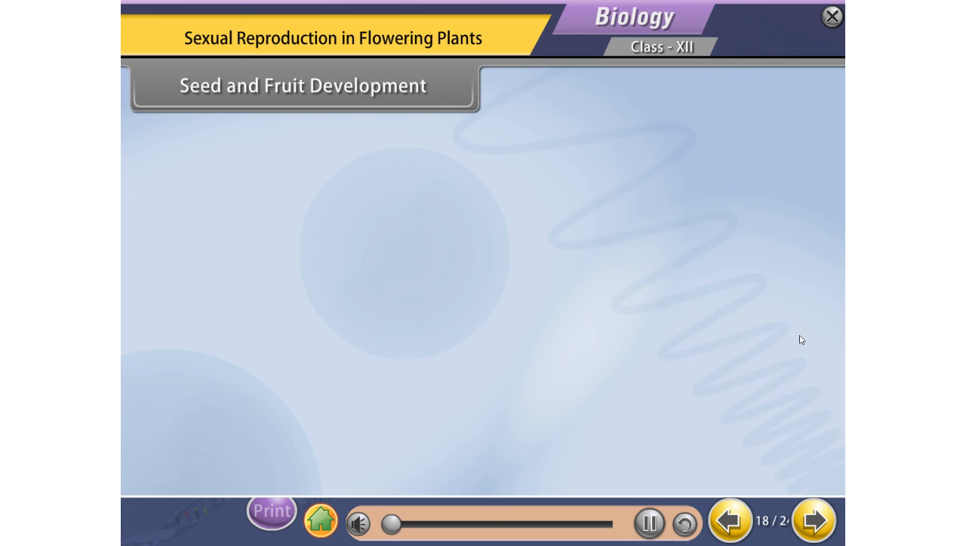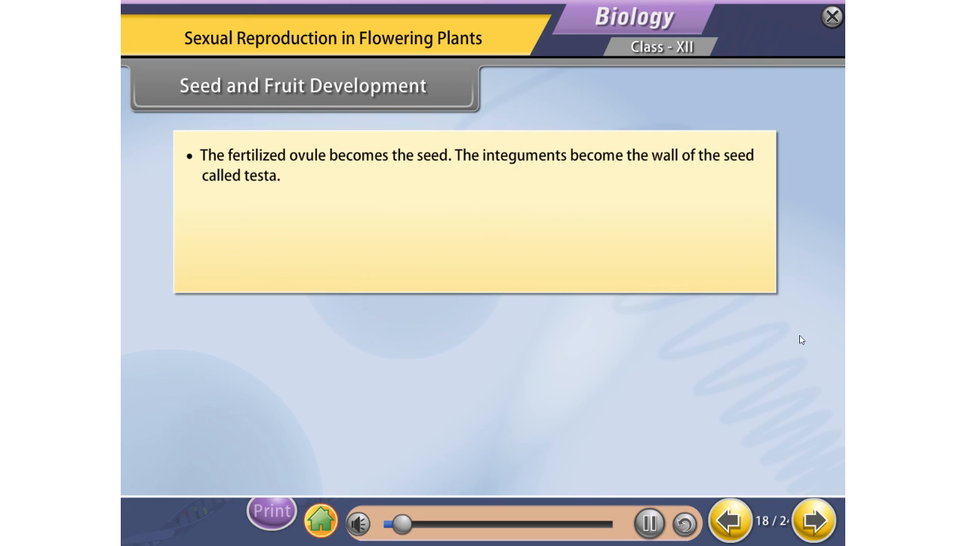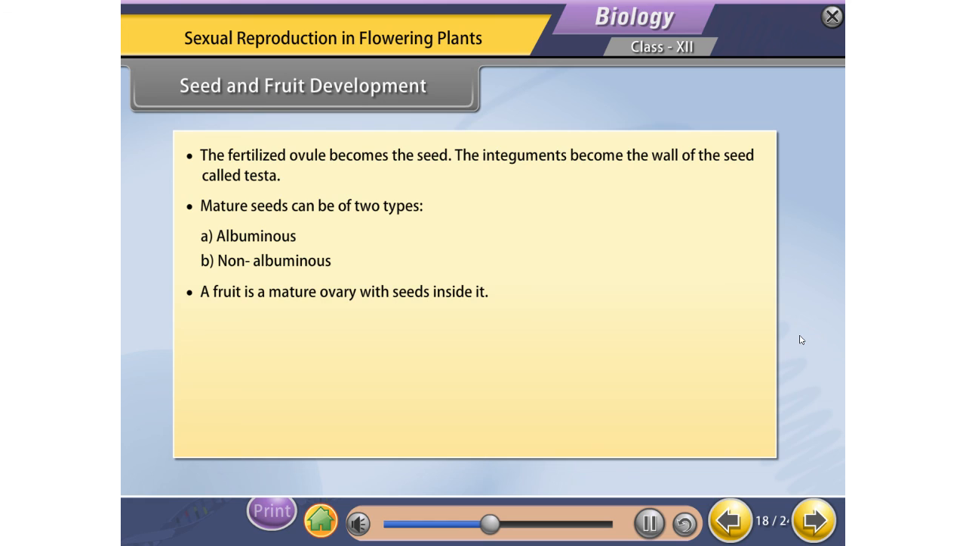Seed and fruit development. The fertilized ovule becomes the seed. The integuments become the wall of the seed, called testa. Mature seeds can be of 2 types. A. Albuminous, B. Non-albuminous. A fruit is a mature ovary with seeds inside it.